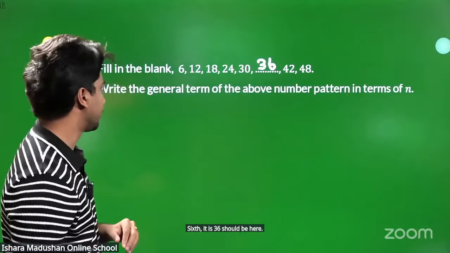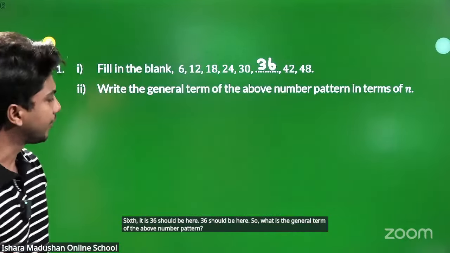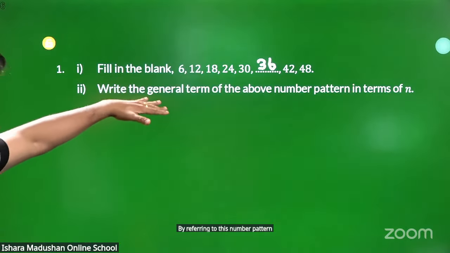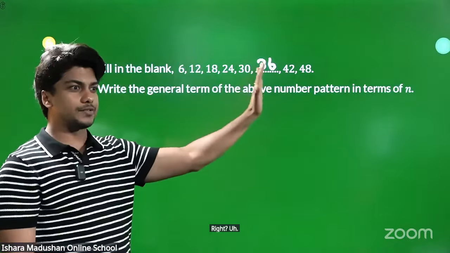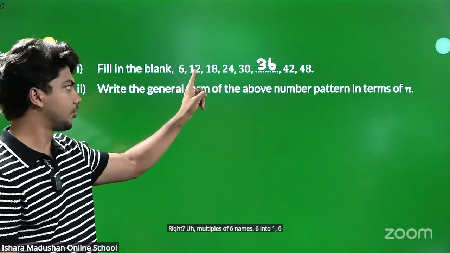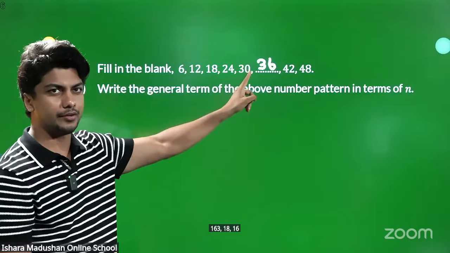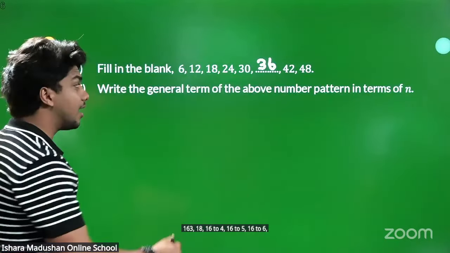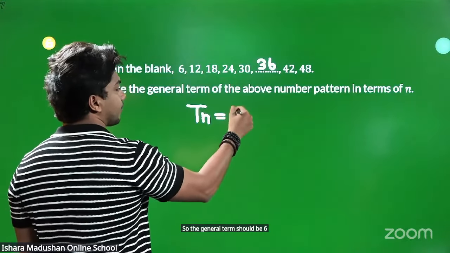36 should be here. So what is the general term of the above number pattern? By referring to this number pattern, we can see multiples of 6. 6 into 1, 6. 6 into 2, 12. 6 into 3, 18. 6 into 4, 6 into 5, 6 into 6. So the general term should be 6n, right?